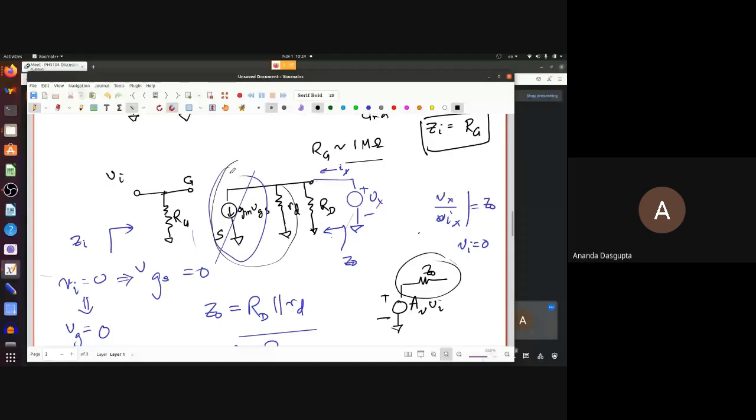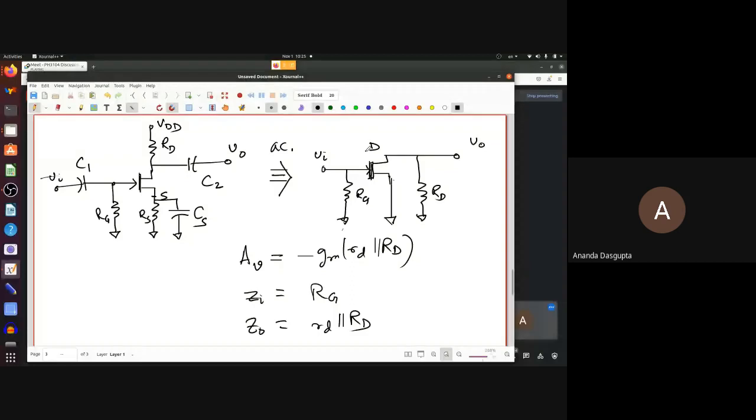And of course, not just this thing, also this. The gate is isolated. And then we did the analysis. Since doing the AC equivalent from here to here gives you exactly the same circuit for the AC equivalent as for the fixed bias, the results are also going to be exactly the same.